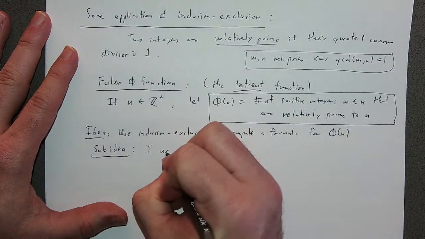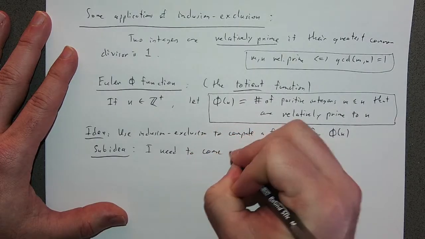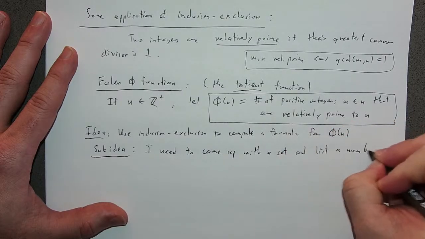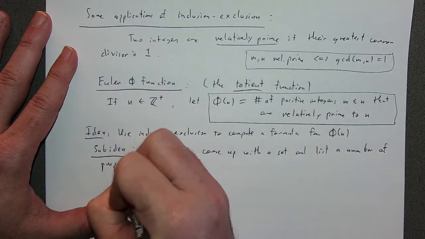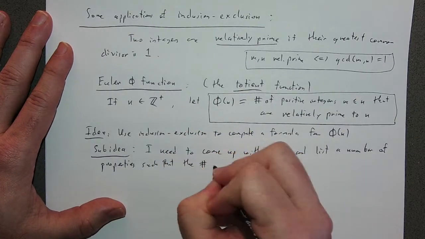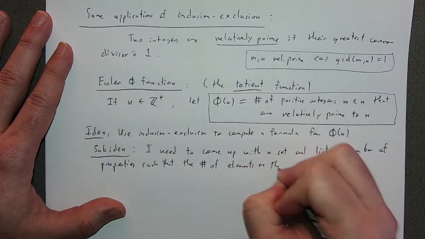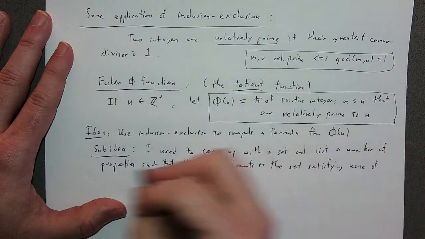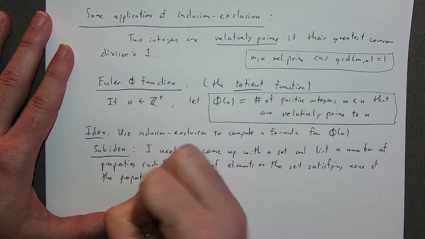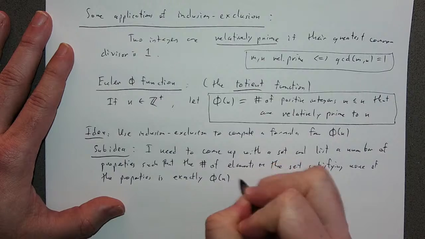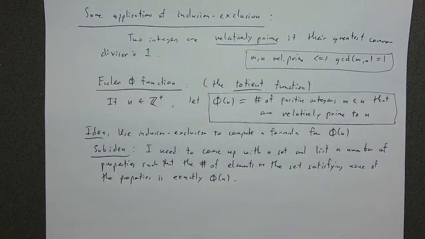Right? So I need to come up with a set and list a number of properties such that the number of elements in the set satisfying none of the properties is exactly phi of n. Then I can just read off the formula, hopefully, using inclusion-exclusion.